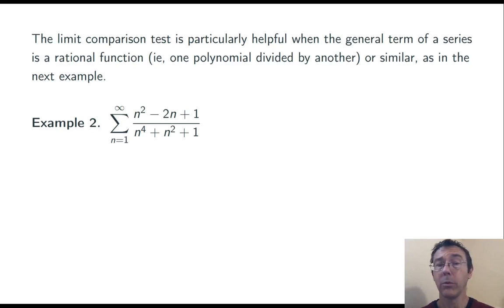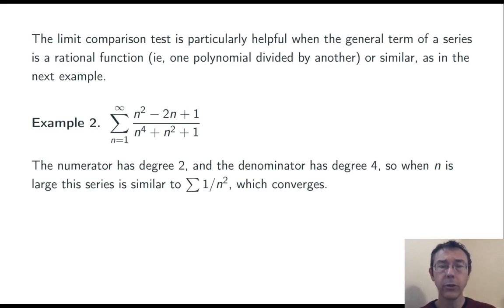The sum from n equals 1 to infinity, n squared minus 2n plus 1 over n to the 4th plus n squared plus 1. So the numerator has degree 2 and the denominator has degree 4. So as n gets larger and larger, we know that only the highest power terms are going to matter. So this is going to look like n squared over n to the 4th, basically 1 over n squared. I expect this series to have the same behavior as the sum of 1 over n squared.